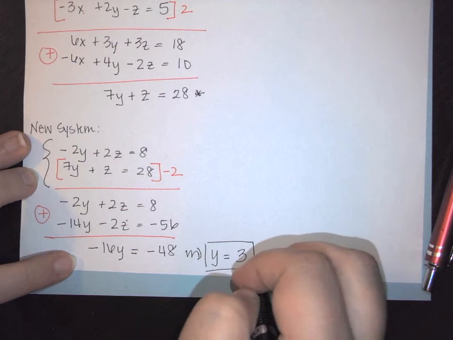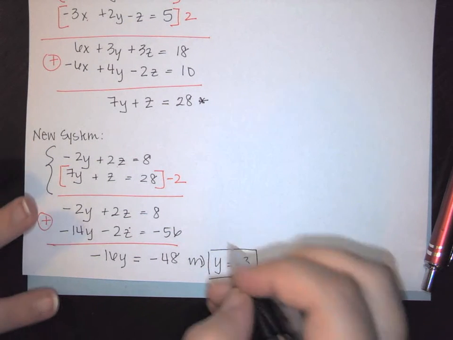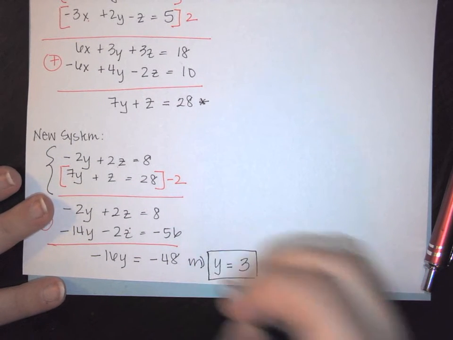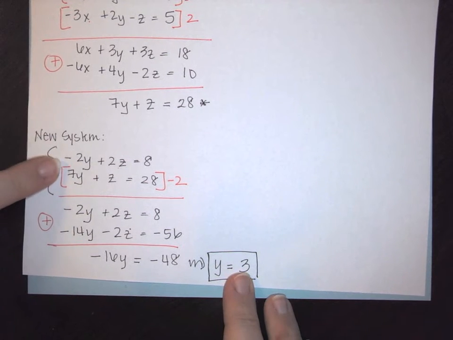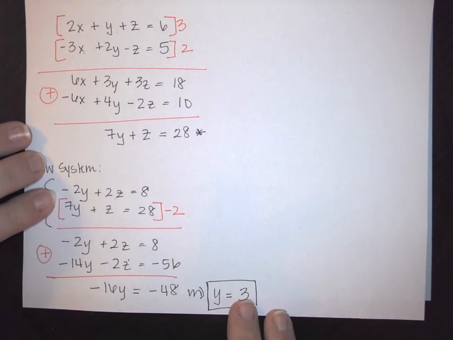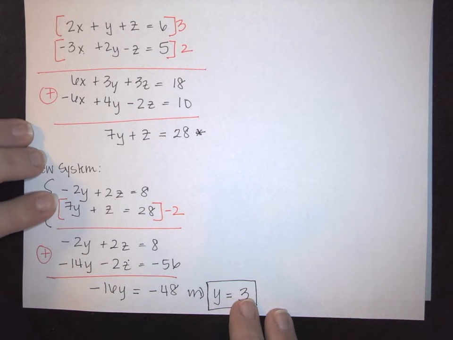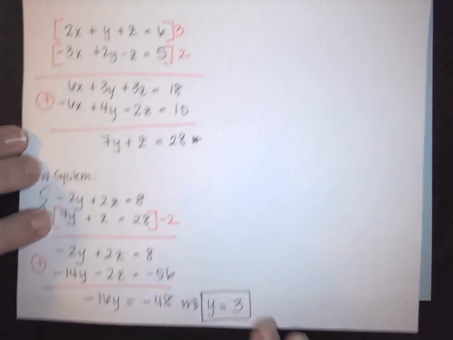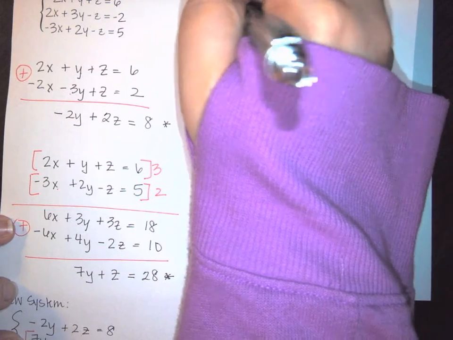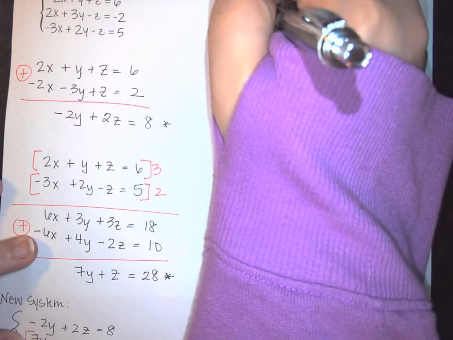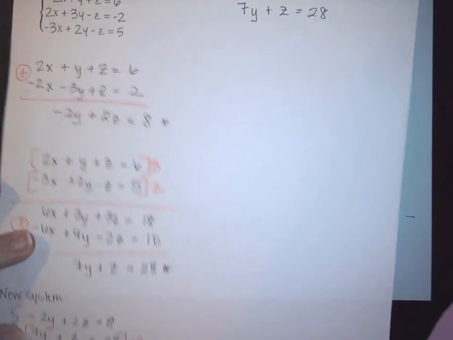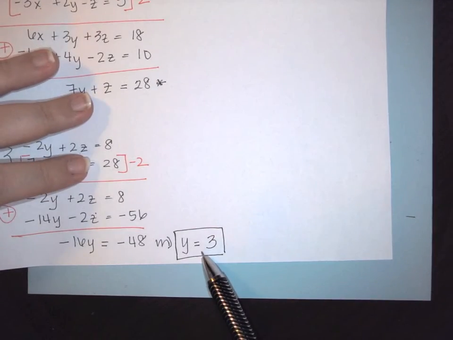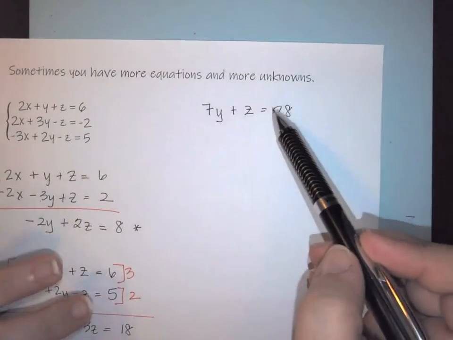Here's my first solution. Once you find one solution, now you can start working your way back up. So I have one solution, I need to come back into my two variable system. I'm going to choose one of them to work with. Let's go ahead and work with 7y plus z is equal to 28. I just found, if you can see here, that y is 3. So I'm going to go ahead and plug that in.